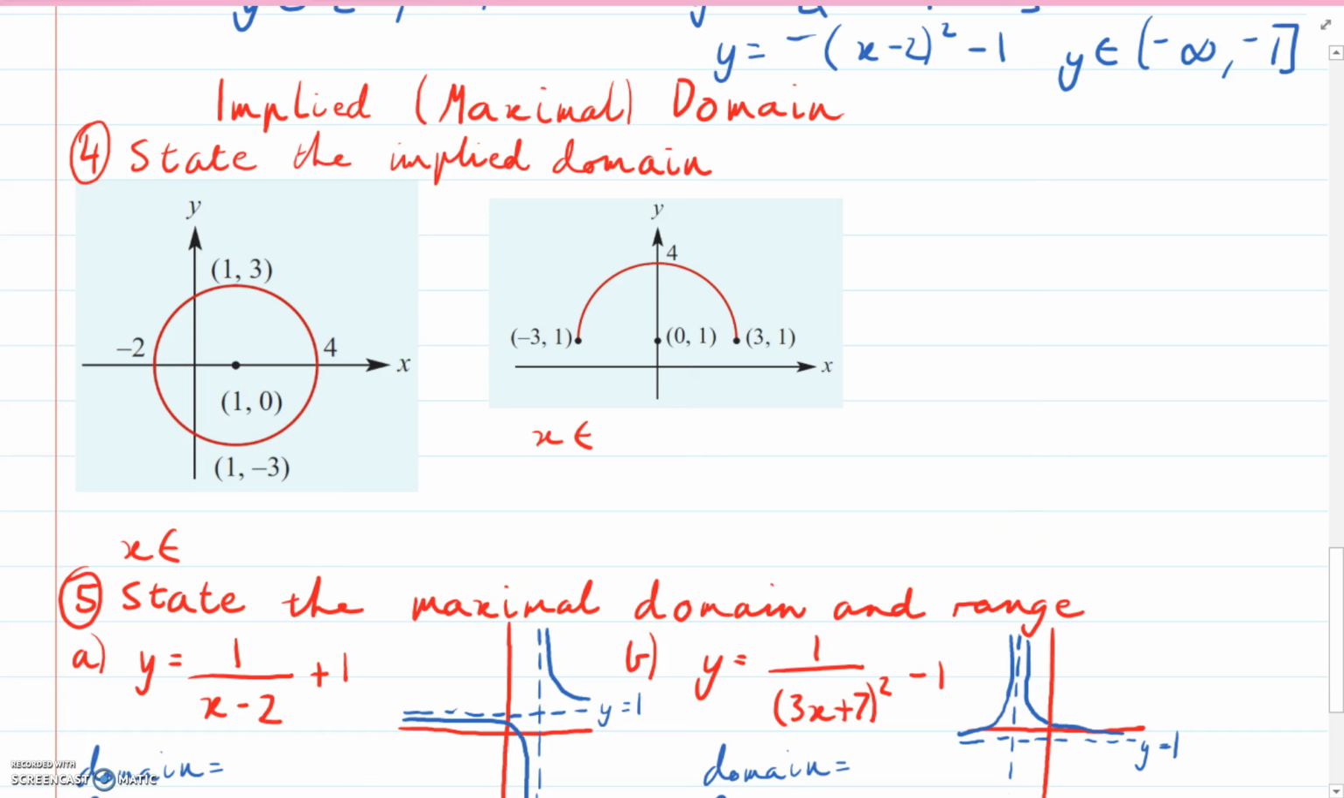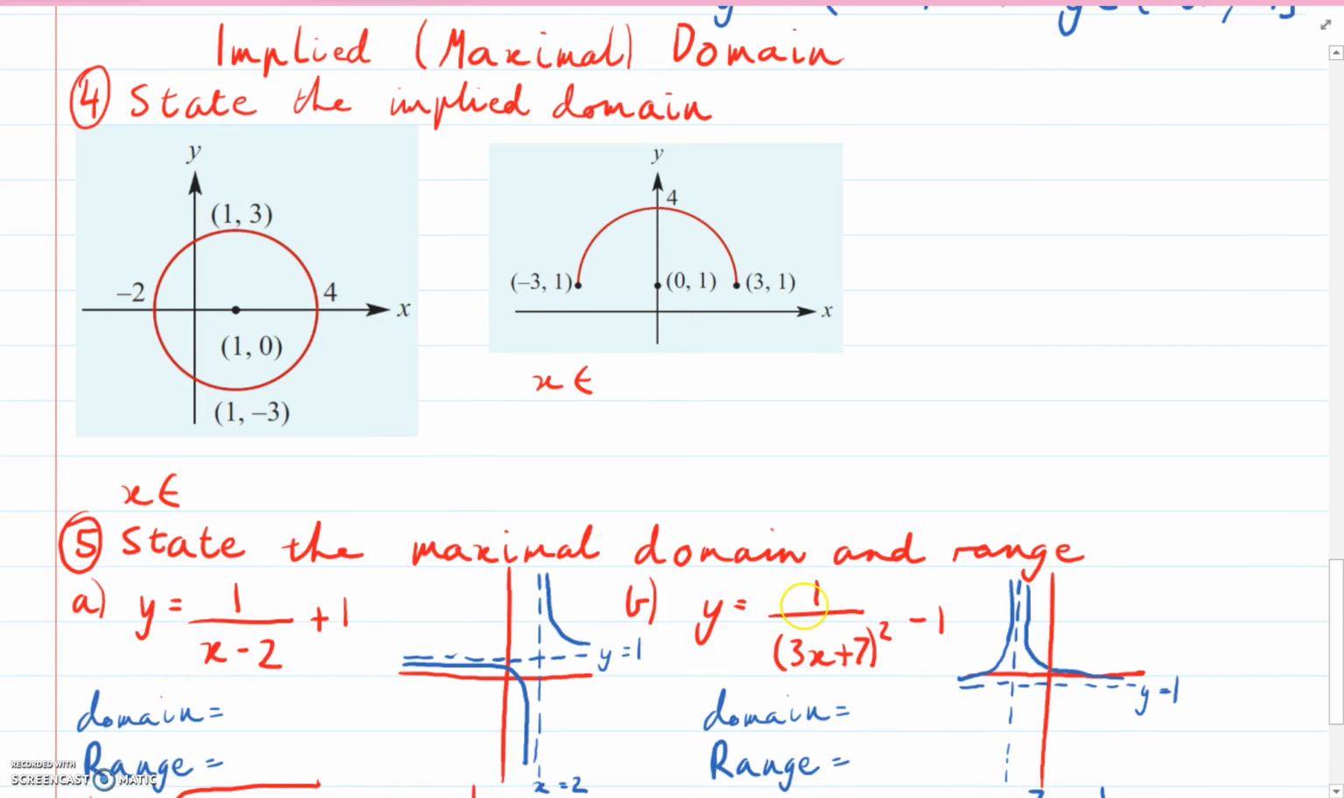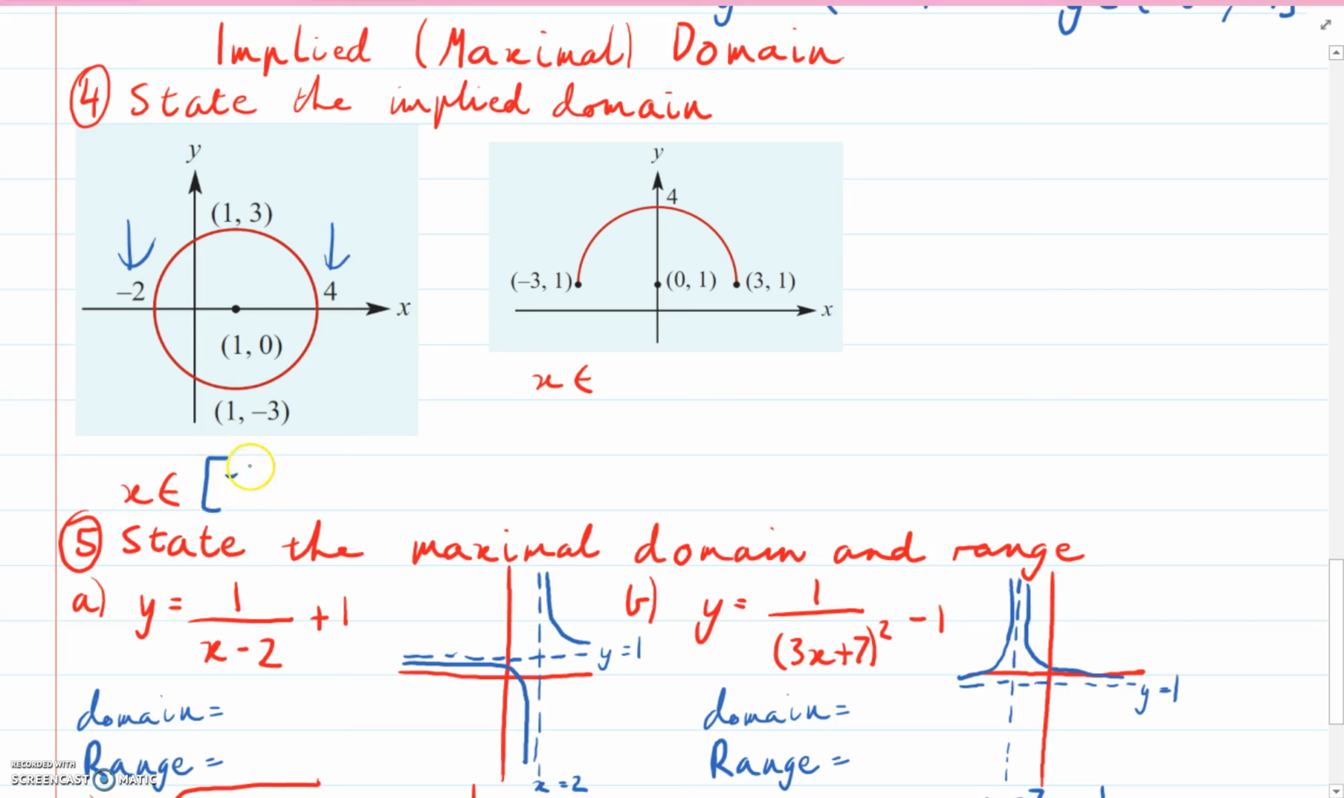Implied maximal domain. State the implied domain. It's basically just saying state the domain. What would the domain for these functions be? What is the assumed domain? So for this case, we're going from negative 2 to 4, including them. So negative 2 to 4. Same over here, negative 3 to 3, and the range, I guess, in this case would be 1 to 4, inclusive, if you wanted to do that as well.